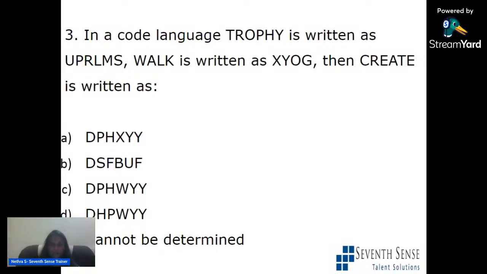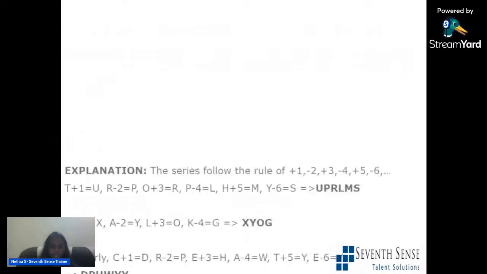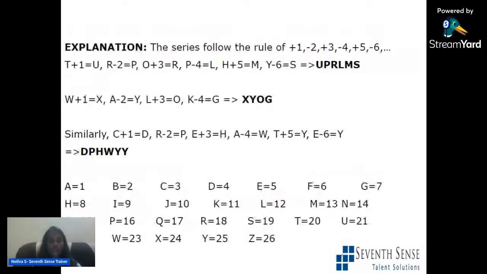We'll see the proper explanation for this. The majority of students selected option C and D, I guess. Some students selected E also, cannot be determined. If you selected option E, that is the wrong answer, and option A also. Why is that? We'll see the correct answer first. Answer C is correct, that is DPHWYY. Why? How is it possible? We'll see the explanation. The series follows the rule of plus 1, minus 2, plus 3, minus 4, plus 5, minus 6, and so on.